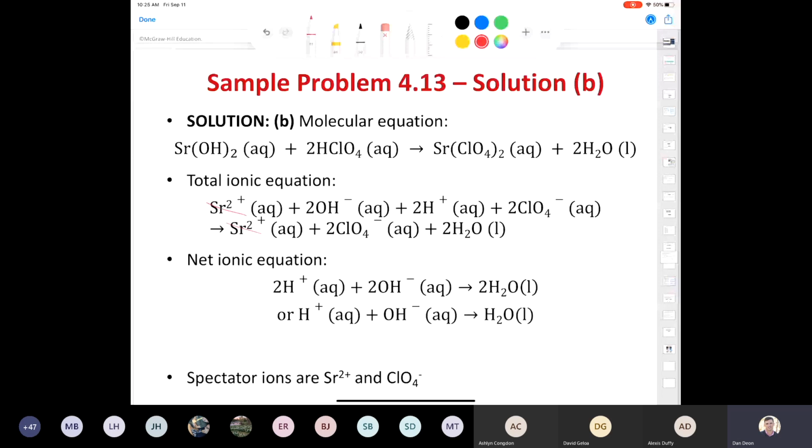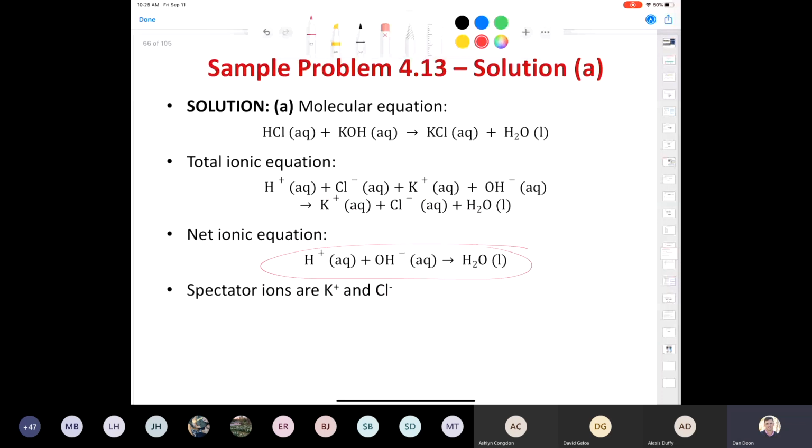And you can simplify that too, right? You divide the whole thing by 2 and you end up with, look, it's the exact same net ionic equation that we saw right here, okay? So with an acid plus a base, oftentimes the net ionic equation is going to be just a proton plus a hydroxide gives you water.